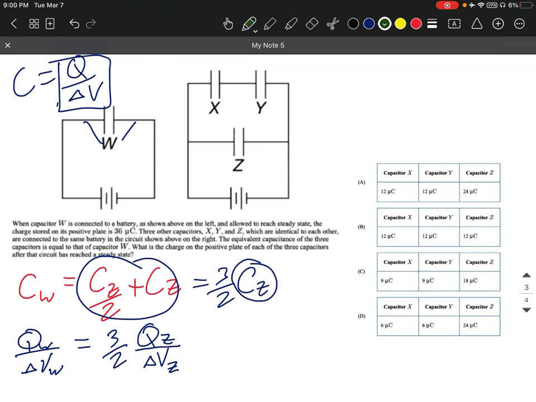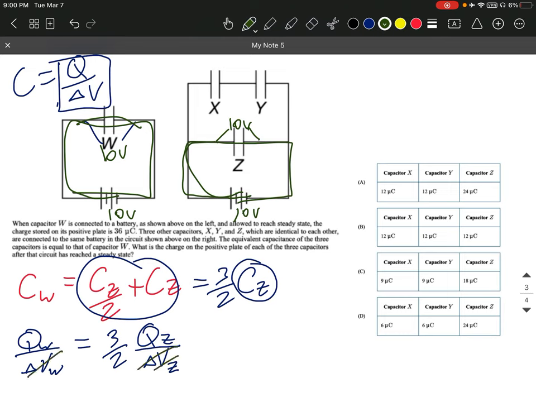Now here comes an important realization. The voltage across W would be the voltage of the battery. And I could say the same about Z. If this was a 10-volt battery, this would be a 10-volt drop across W. And similar story over here. The drop across Z would be 10 volts. So believe it or not, these are the same. The voltage across Z and W are the same.